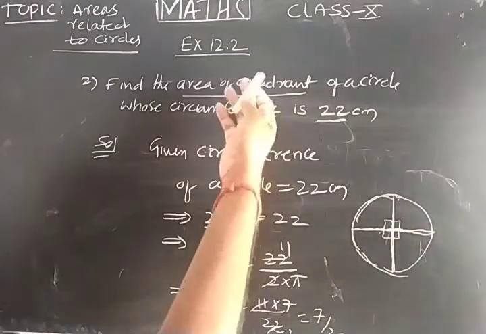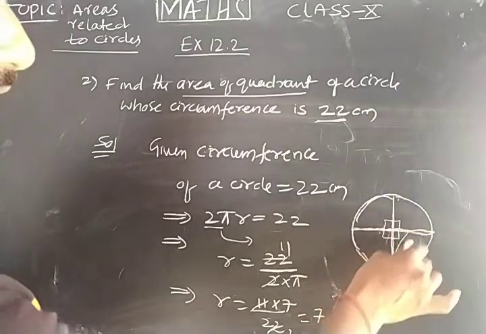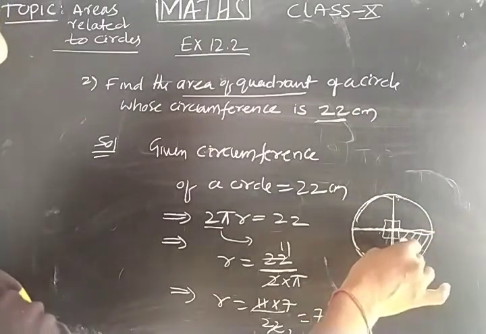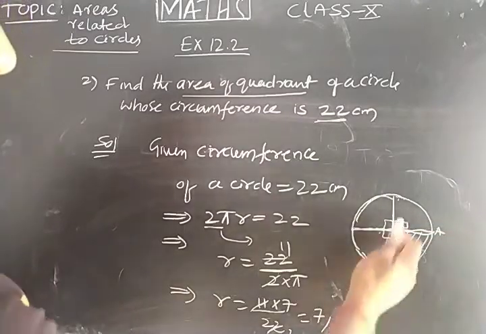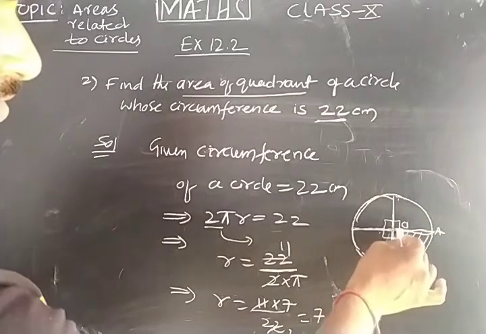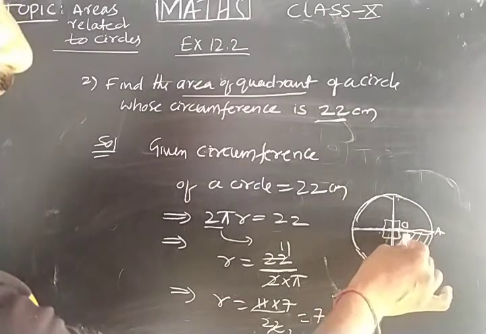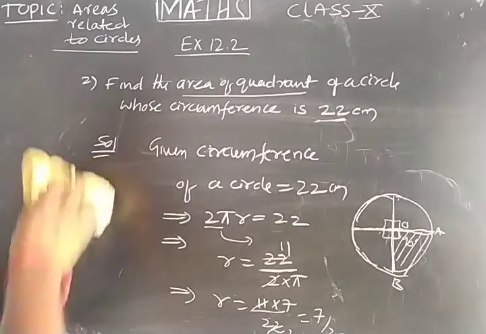Now we are finding one quadrant area, this area. And see here, this is the center. Suppose I am taking these points as A and B. Then OAB is what? A sector. So we are finding the sector area. To find the sector area, we should know the angle. Angle is what? 90 degrees. And we have the radius.